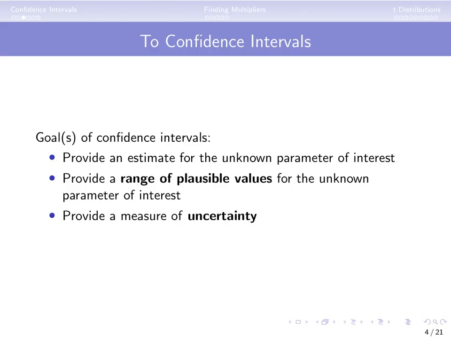So what are the typical goals of confidence intervals? To provide an estimate for the unknown parameter of interest, the population mean, as our example. It also provides a range of plausible values for the unknown parameter of interest. Usually we specify the estimate plus or minus some margin of error. If you add and subtract the margin of error, that gives you a range of plausible values. Confidence intervals also provide a measure of uncertainty through the margin of error. The smaller the margin of error, the smaller your uncertainty, the more certain you are of your result.